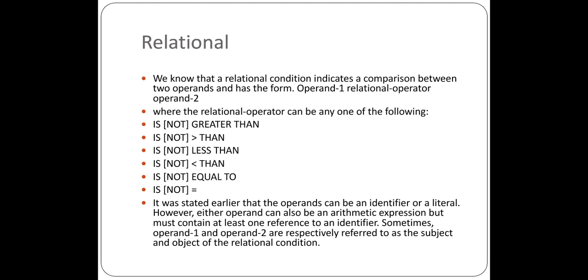The first is is not greater than, or is greater than, and is greater than or is not greater than, and the next one is not less than. Instead of using word keywords, we could also use symbols as operators, and then is not equal to. These are the three different forms of relational operators that we have here.